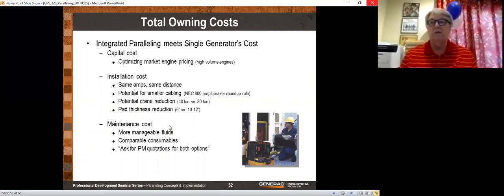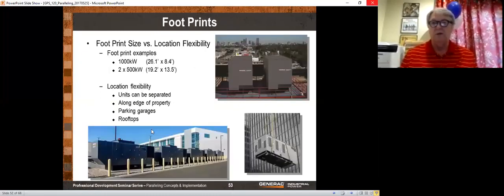Total owning costs: it's generally a little bit cheaper to maintain a standby system with multiple generators than one big generator, because those big generators have a lot of oil, and their air filters and fuel filters are kind of custom and very expensive. They're easy to crane into place, pad thickness is down and more manageable, and so your total owning costs generally are going to be lower than on a single engine.